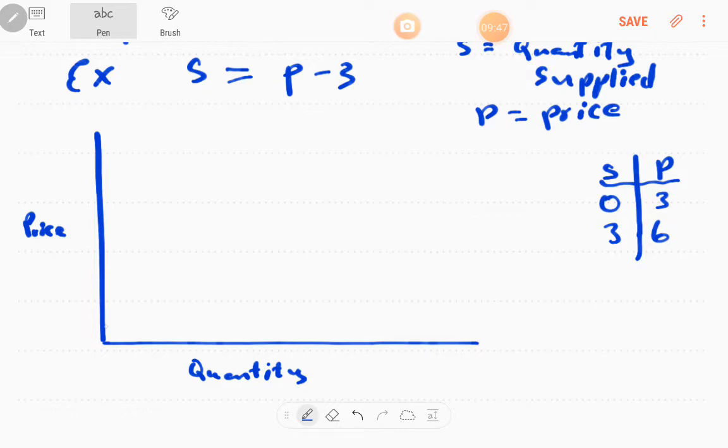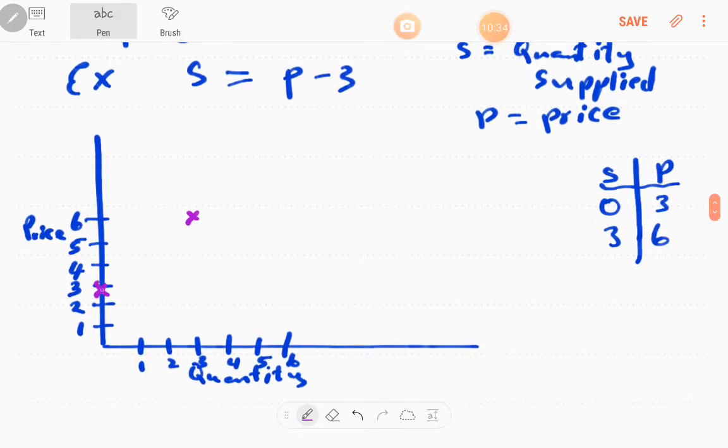Okay, so here I can go 1, 2. Okay, so we have 0, 3 here, and 3, 6. So here's our supply curve.